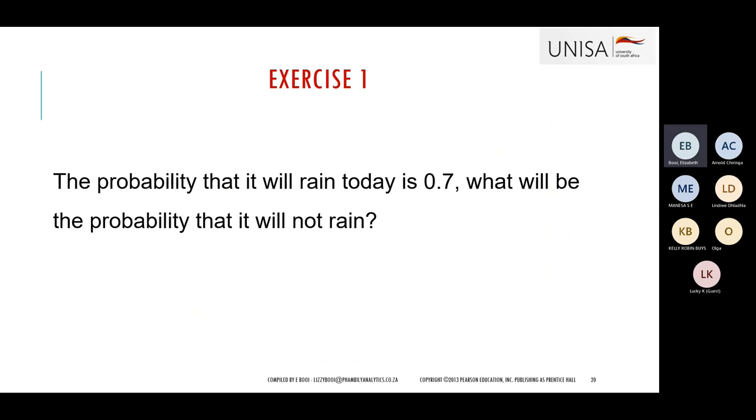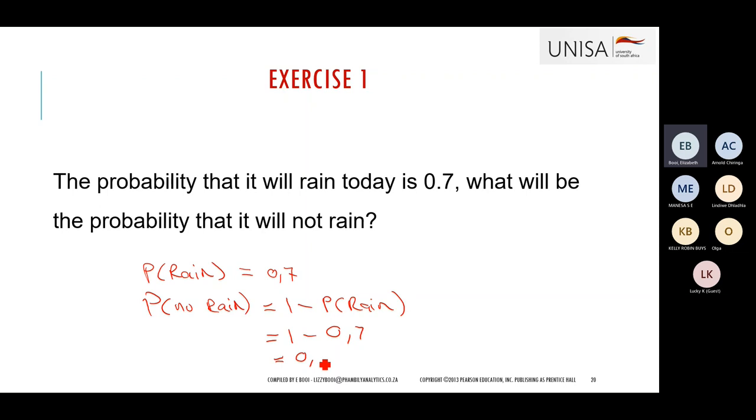Let's see if you understand that concept of complement. The probability that it will rain today is 0.7. What will be the probability that it will not rain? You don't have to type in the chat. You can unmute and give me an answer. It's 0.3. It will be 0.3 because if I know that the probability of rain is 0.7, therefore the probability of no rain will be given by 1 minus the probability of rain. And that is 1 minus 0.7, which equals 0.3. That's how you find complement event.